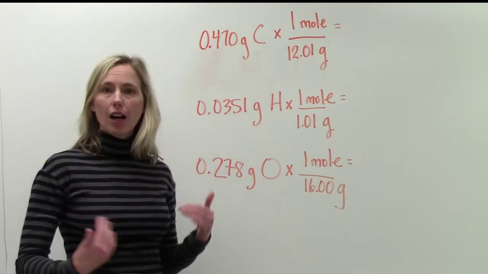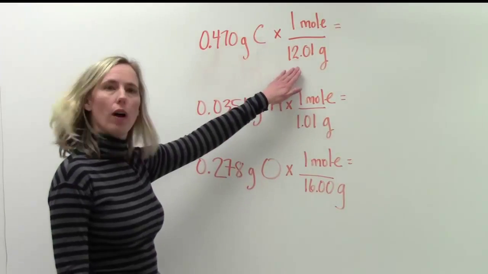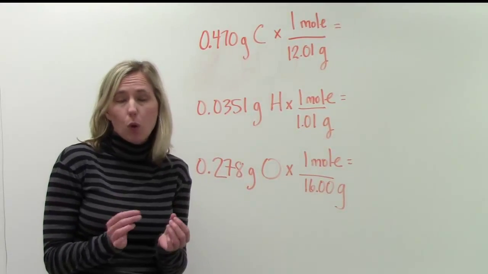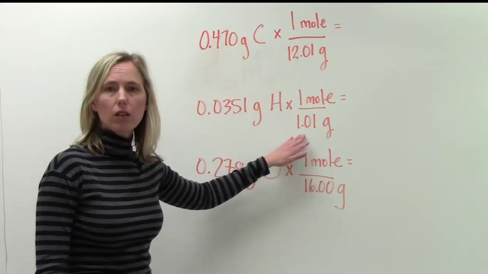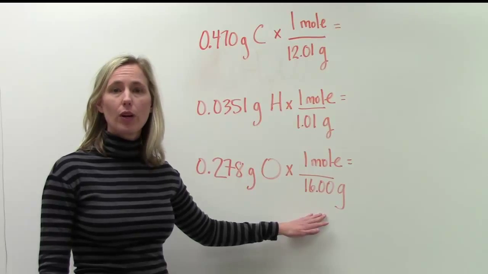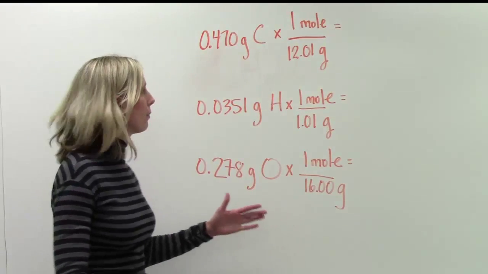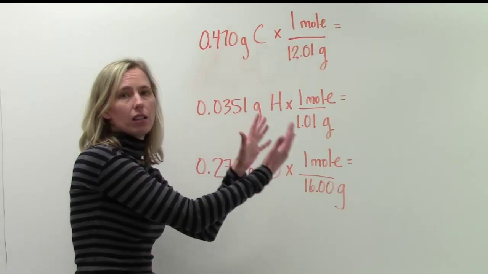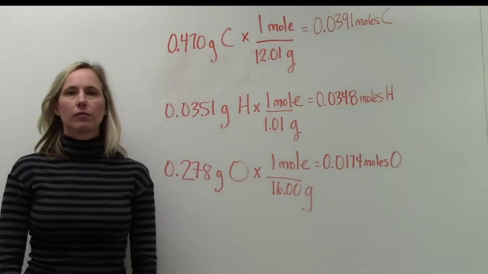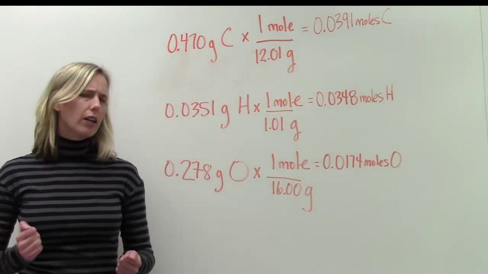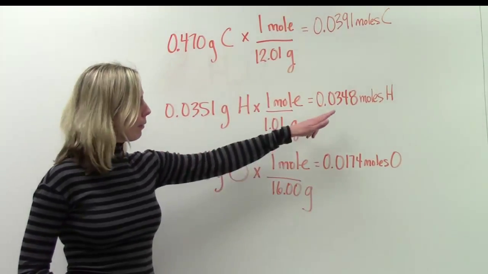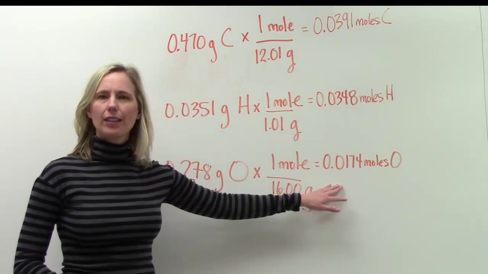For carbon, I said that 1 mole of carbon would weigh 12.01 grams. A mole of hydrogen, since hydrogen atoms are so much smaller, weighs only 1.01 grams. Oxygen, if I had a mole of it, would weigh 16.00 grams. Now we're able to take our grams of each element and convert to moles of each element. Go ahead and do those calculations now. Check your numbers. Do your calculations look like mine? I now have my moles of carbon, my moles of hydrogen, and my moles of oxygen.